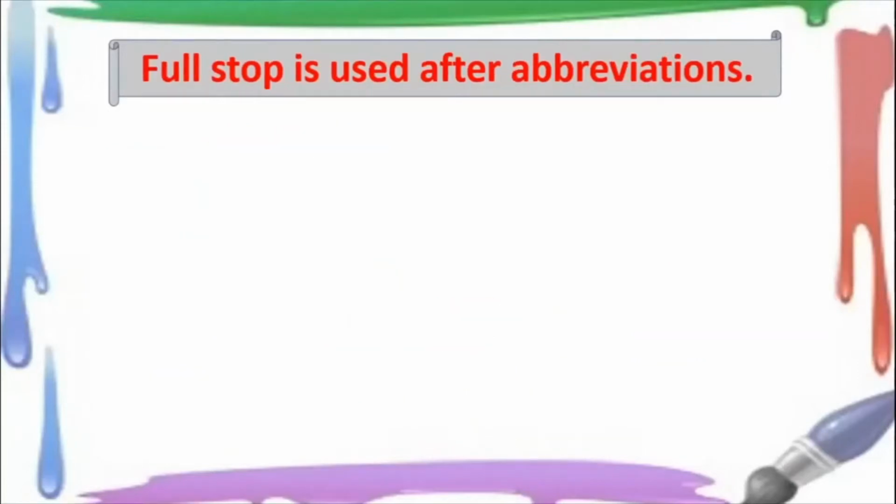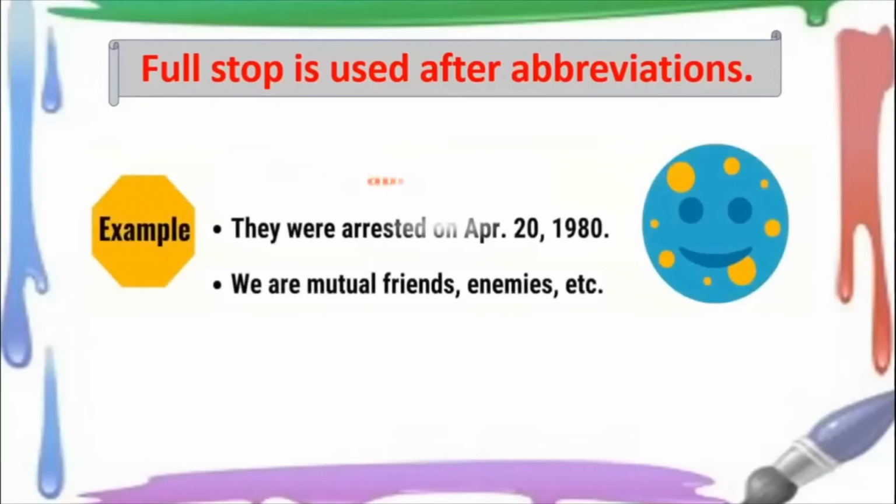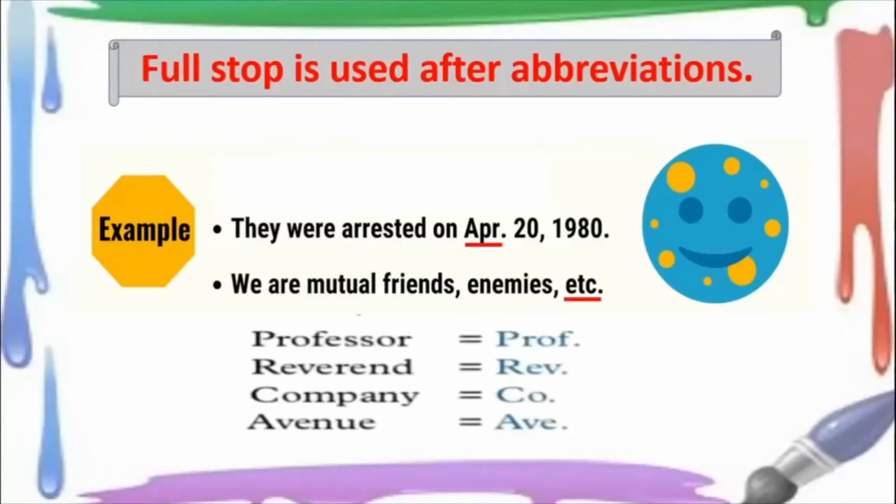Full stop is used after abbreviations too. Now abbreviation, like I told you just now, is a short form. Okay? They were arrested in April. Now for April, they've written Apr. So there is a full stop after that. So a full stop is used in abbreviations. In the second line, you can see we are mutual friends, enemies, etc. So instead of writing the full spelling of et cetera, they have written etc. and a full stop. So full stops are used after abbreviations too.